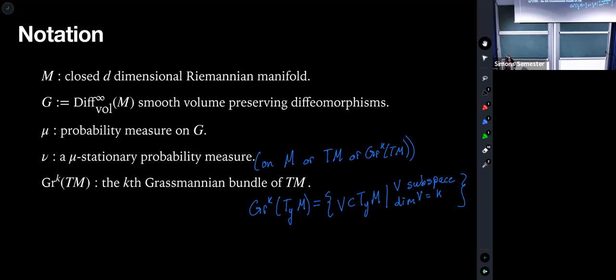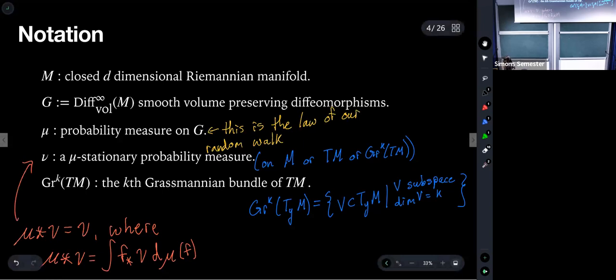In the random walk setting, just as a very brief reminder, to say that we have something that's invariant is a very strong property. Invariant measures are not guaranteed for random walks. So instead, we usually consider mu stationary measures. And in this case, I will usually denote them as nu. The mu stationary measures could be on M or on the tangent space or on the Grassmannian. I will abuse notation for all of those spaces with the same measure.